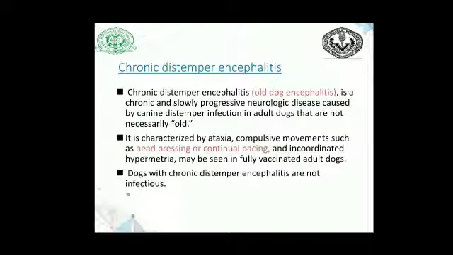Chronic distemper encephalitis, also termed old dog encephalitis, is a chronic and slowly progressive neurologic disease caused by canine distemper infection in adult dogs that are not necessarily old. This disease is characterized by ataxia, compulsive movements such as head pressing or continual pacing, and also an incoordinated hypermetria in fully vaccinated adult dogs. Dogs with chronic distemper encephalitis are not infectious.